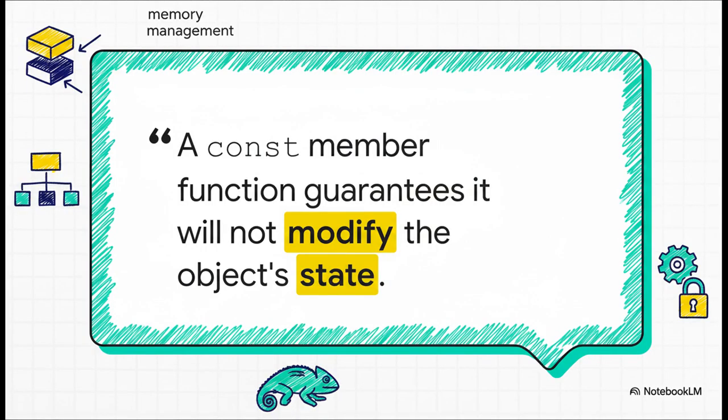But why all the fuss about const? Well, in the embedded world, const is your best friend. It's a promise. It's a contract you make with the compiler that says, I promise I will not change this thing, and the compiler will actually stop you if you try. This is so important when you're dealing with things like hardware registers that you must not change by accident.